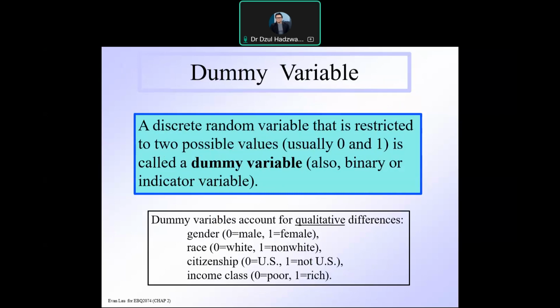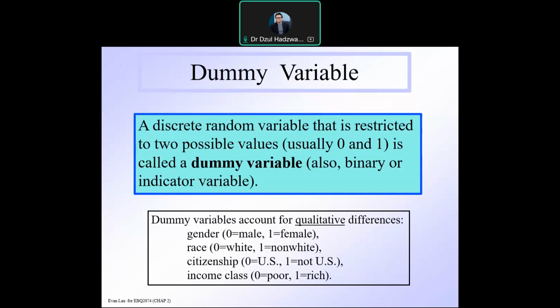But I want to highlight the income classification here. It does not just mean we have poor or rich. We can rank it 1, 2, 3, 4, 5. So in this case, actually, income. Let's say you want to have two options, poor or rich, then you can use a dummy variable.